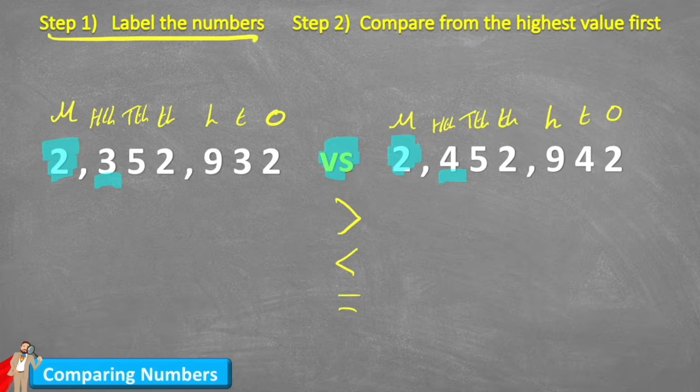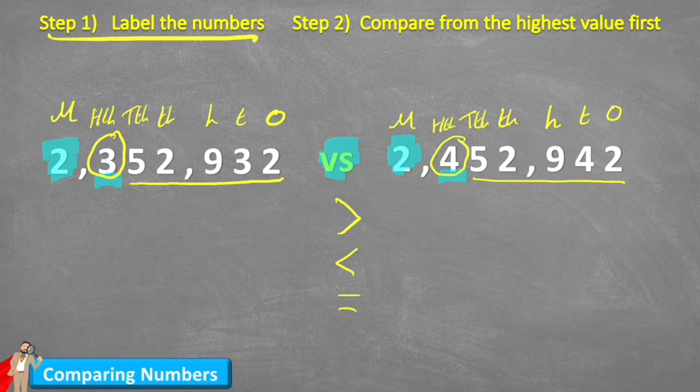So in order to compare them, I'm going to decide which one is larger, which one is smaller. And obviously the 3 has a smaller value. So again, it doesn't matter what happens after the 3, this number will always be smaller than this number because the 4 has a greater value in the hundred thousands column. Therefore, my versus sign here is going to be swapped to a less than symbol. 2,352,932 is less than 2,452,942.